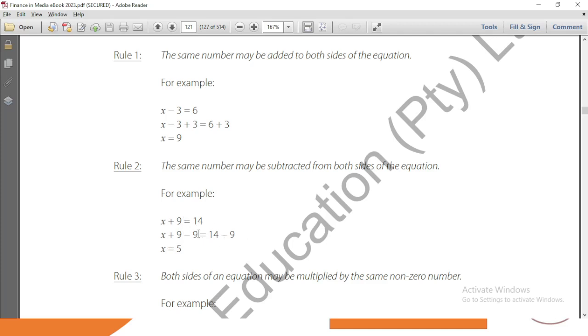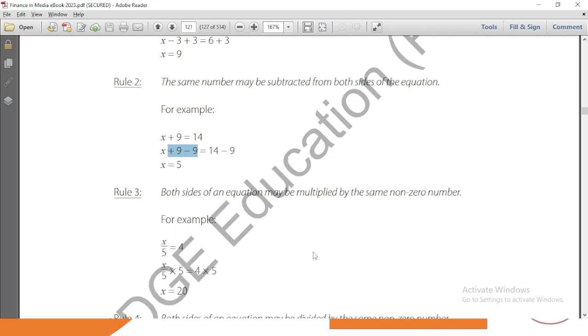And once we do that, this will cancel the positive 9 on the left side, and therefore 9 will be transferred to the right side and it will have a negative sign. So we're going to have x equals 14 minus 9. Once we calculate 14 minus 9, it will be 5. We can prove this by saying 5 plus 9 equals 14. So therefore this is a full equation and a true equation.